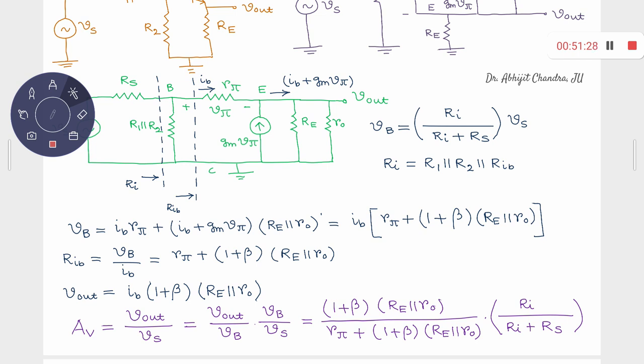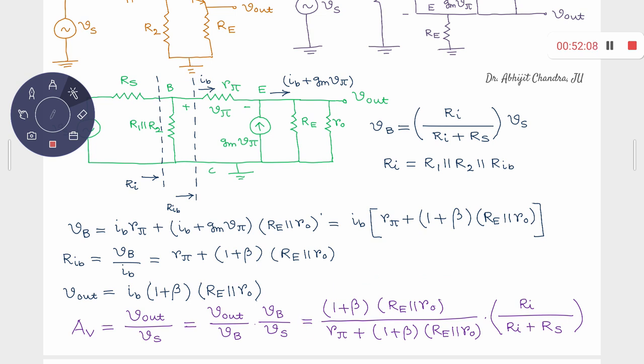So for the common collector amplifier, this input resistance is very large, higher than the common emitter and common base obviously. So for a common collector amplifier, this input resistance is given by r pi plus (1 plus beta) times RE parallel ro. And if you take this R1 and R2 into consideration, then obviously somewhat less. What is Vout? Vout we have already calculated. This current Ib into (1 plus beta) multiplied with this RE parallel ro. If you take the ratio, then the voltage gain turns out to be this one.